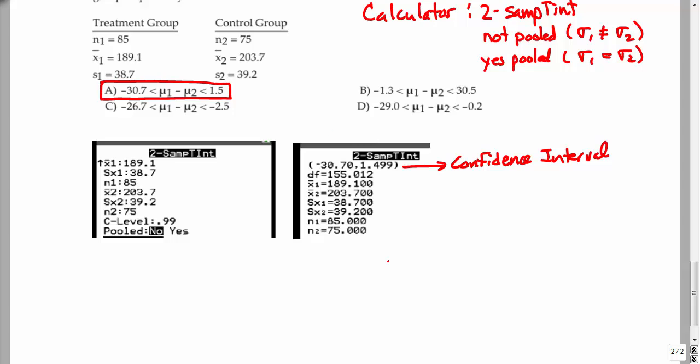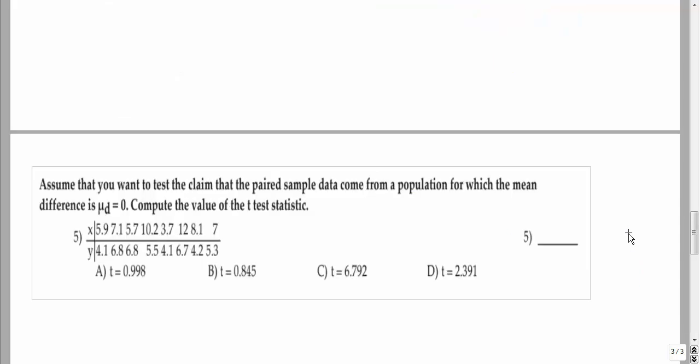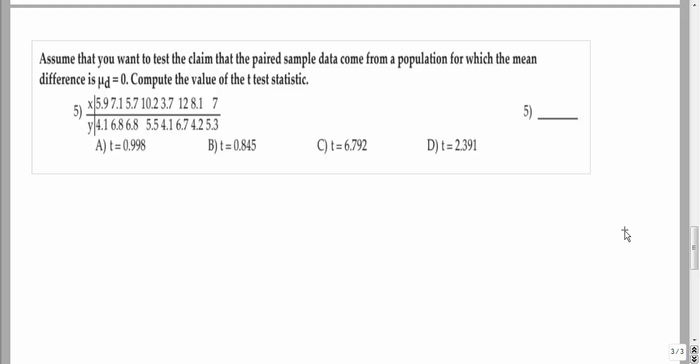Okay, let's look at number 5, where we're starting to look at paired data and trying to find the test statistic with paired data. Now we know we're looking at paired data because we have an X and a Y here. You might think, well, we're looking at regression, but let's look at the directions again. It says assume that you have to test the claim that the paired sample data come from a population for which the mean difference is mu sub d equals 0. So my H0 is mu sub d equals 0. My alternative hypothesis is mu sub d does not equal 0.